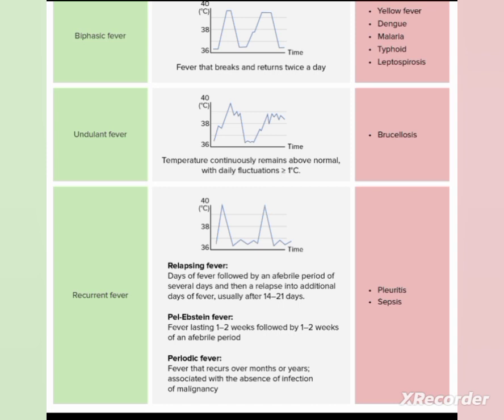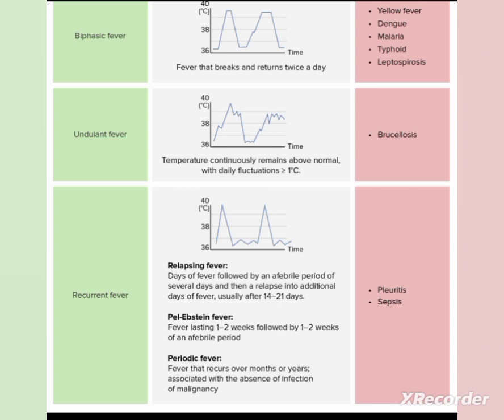Next fever is Pel-Ebstein fever. Fever lasting 1 to 2 weeks followed by a 1 to 2 week afebrile period. So in recurrent fever, the second one is Pel-Ebstein fever. Here the person will have recurrent fever for 1 to 2 weeks, then there is an afebrile period for 1 to 2 weeks.